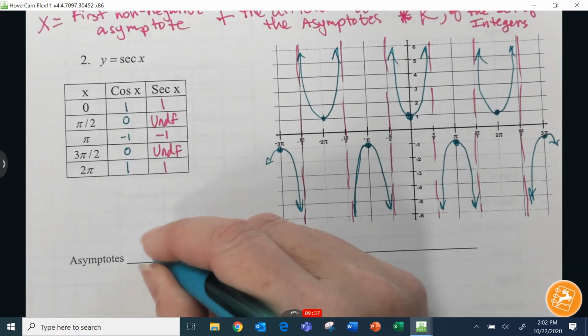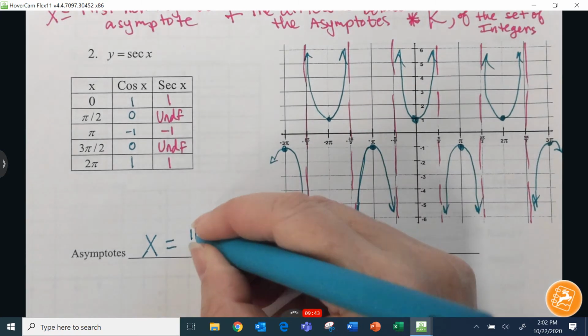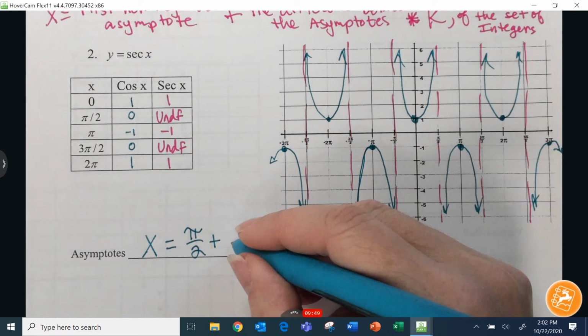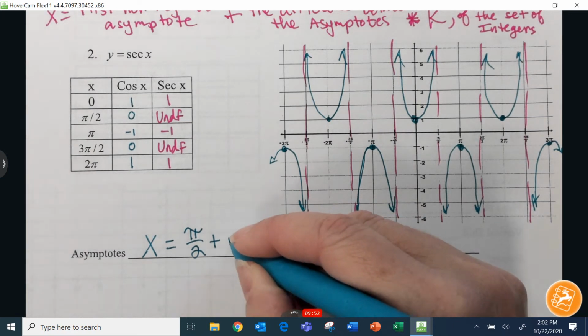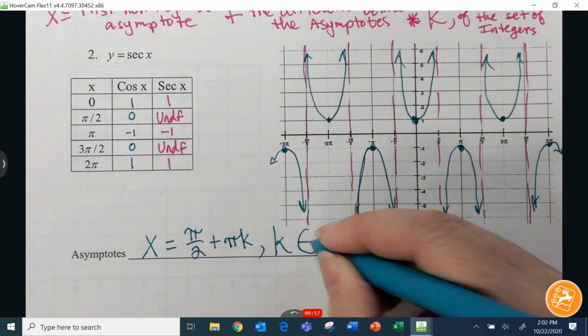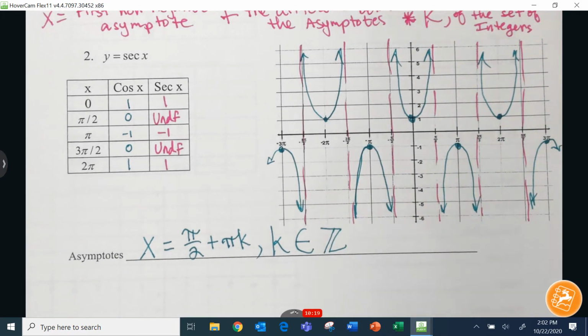For the asymptotes, we're going to write x equals. We're going to start with the first non-negative asymptote, which is at pi over 2. And we're going to add on how far apart they are, which is pi times k. But then we need to specify that k is an element of the set of integers. And now you have parent functions. Should they have some babies? Because they're parents? No. No more transformations.